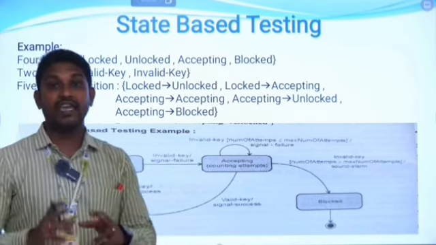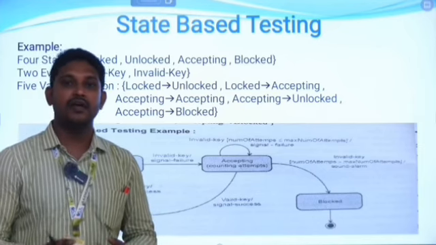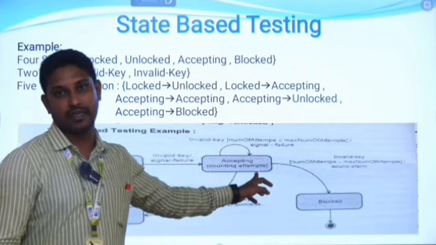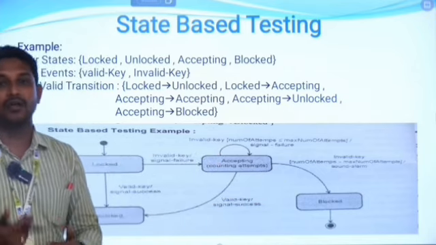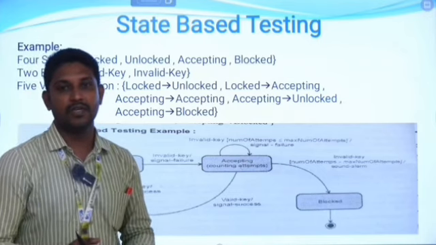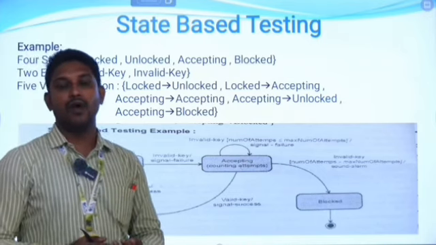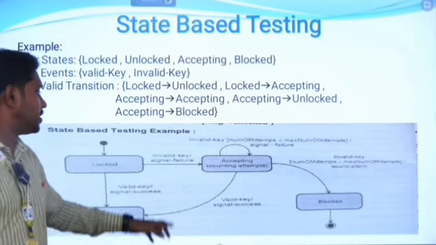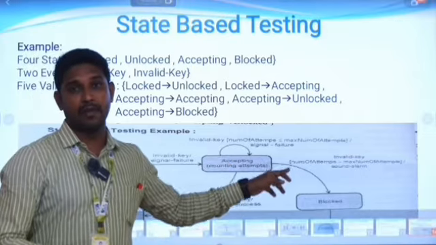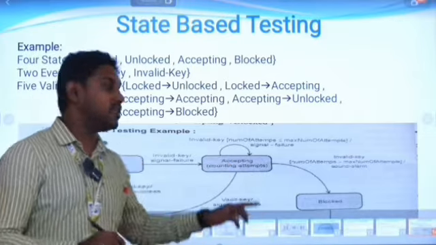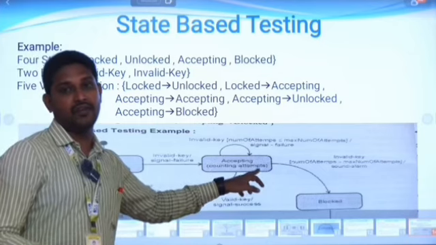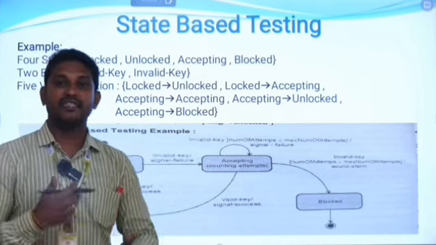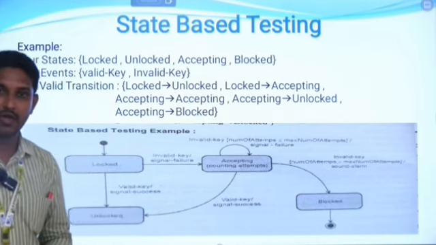Next, if I give an invalid input or the signal strength is very low, then it will move from the locked state to the accepting state. In this accepting state, we will have more attempts. In the second attempt, I give a correct input, or due to some network failure the attempt may fail. So you will have n number of attempts. In the second attempt, if I give a valid input and the signal strength is very high, this accepting state will once again change to the unlocked state.